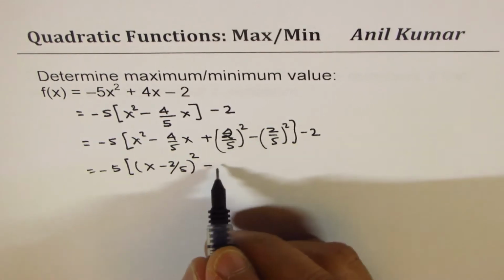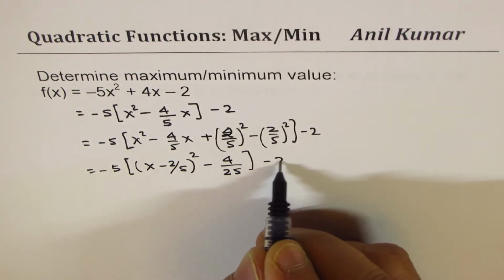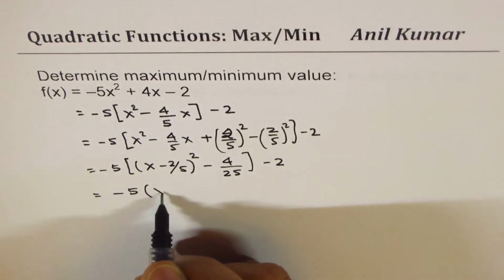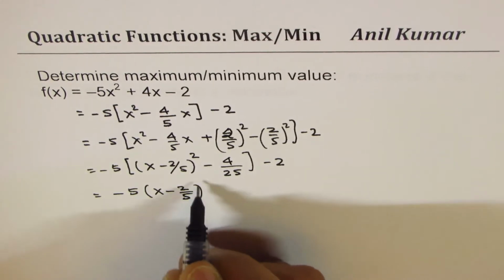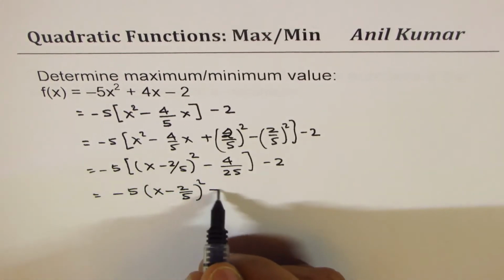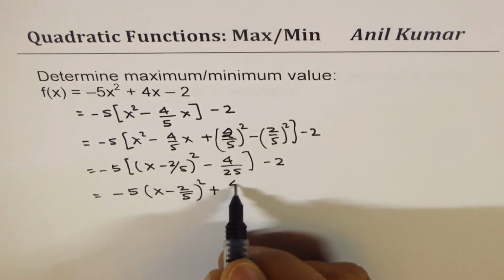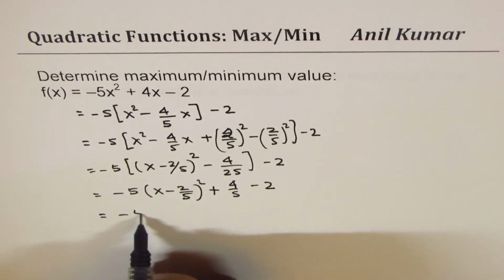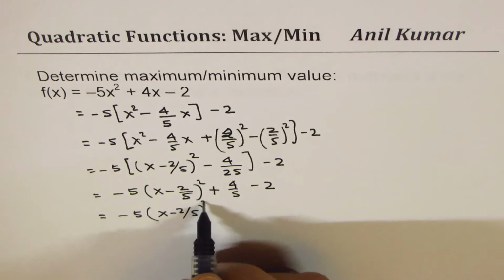Square of 2 is 4, square of 5 is 25, minus 2, open the bracket, minus 5 times x minus 2 over 5 whole square. Minus minus becomes plus, 5 goes 5 times, so we have plus 4 over 5 minus 2. That gives us minus 5 times x minus 2 over 5 whole square.